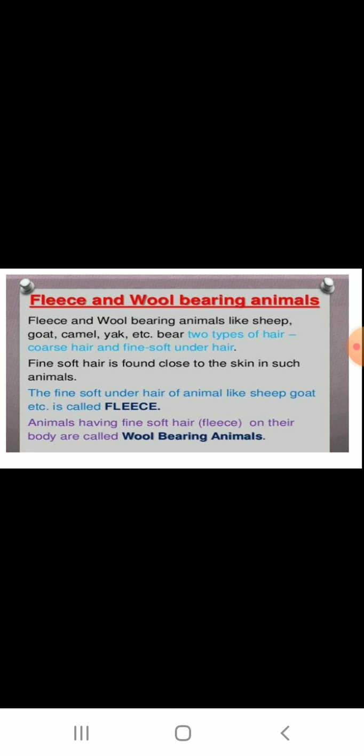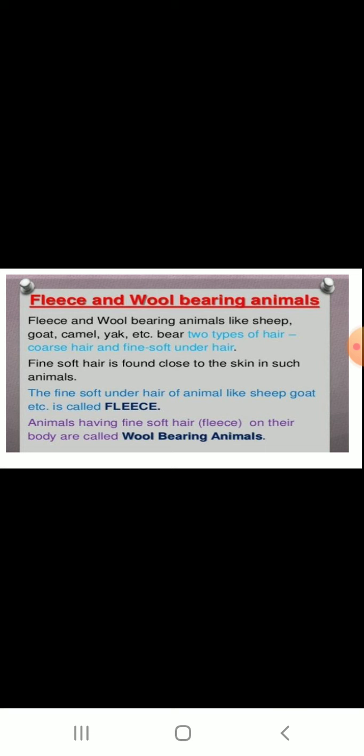Then you can see llama, different varieties you can see. Then alpaca, even the color difference you can see, one is somewhat white in color. You can see the difference in the color, and sometimes the shining nature and quality all differ. That is how alpaca is another animal from which we get wool. So these are fleece and wool bearing animals.